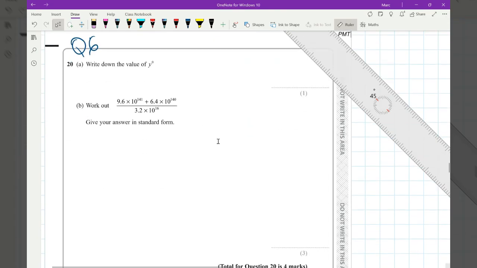Okay, next question, question 6. Anything to the power of 0 is 1. Okay. Oh, look at that. Work that out in standard form. What have they done to me? Right.